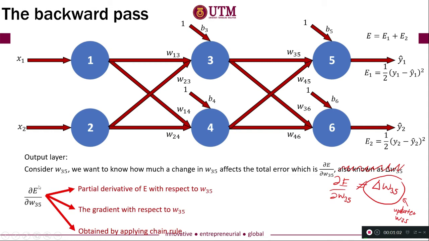Of course, the gradient itself is a slope, and when you compute the slope value, it tells you how much change there is at that point with respect to this function E, or the cost function. So that's why we want to find this del E over del W, doesn't matter which W you want.